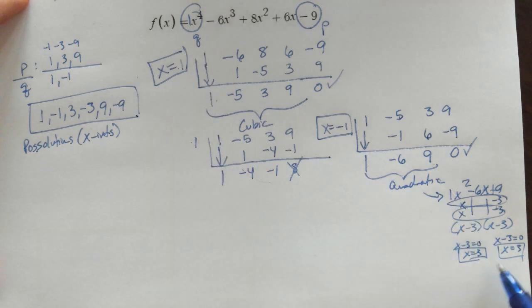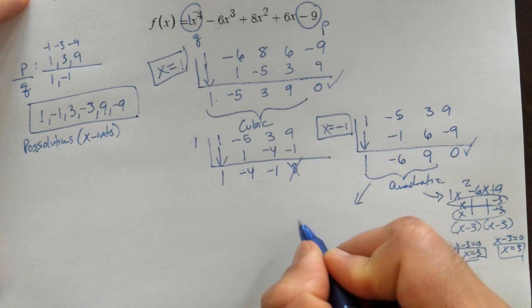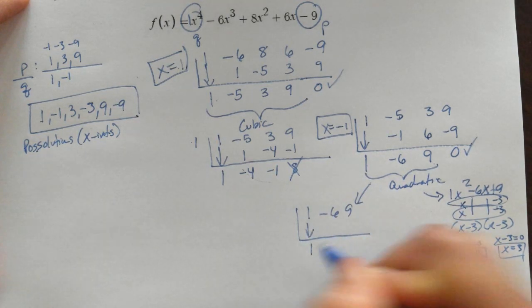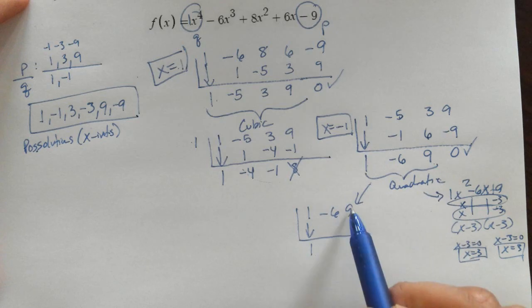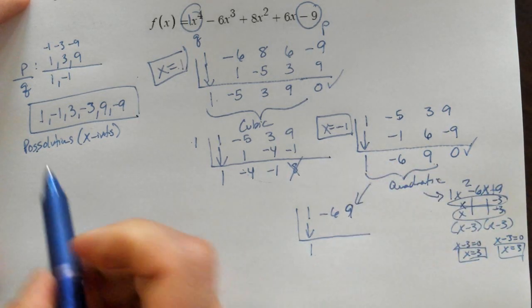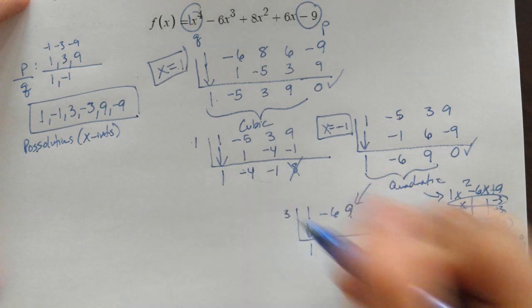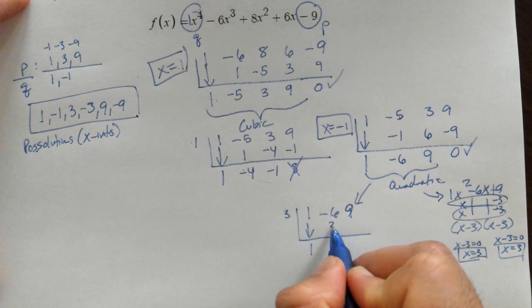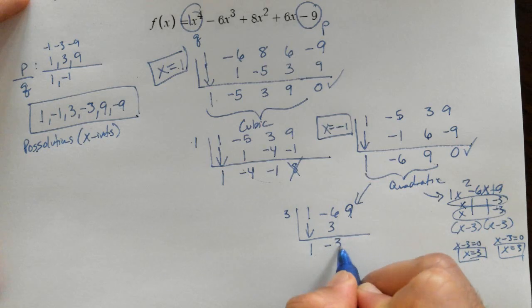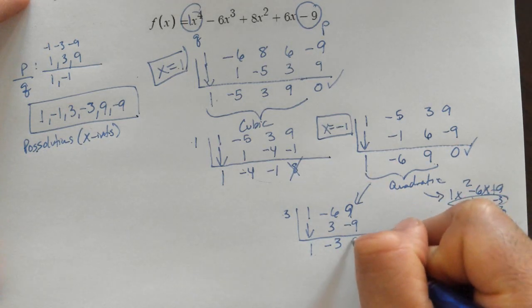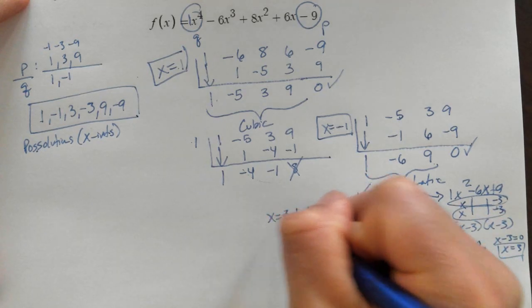Now, if you don't want to switch methods, you can continue here and use the rational root theorem, 1, negative 6, and 9. And you can continue by finding the factors of more values that we're dealing with. We can plug in with 3. 3 times 1 is 3. When I add them, I get negative 3. 3 times negative 3 is negative 9. Notice how this also works.